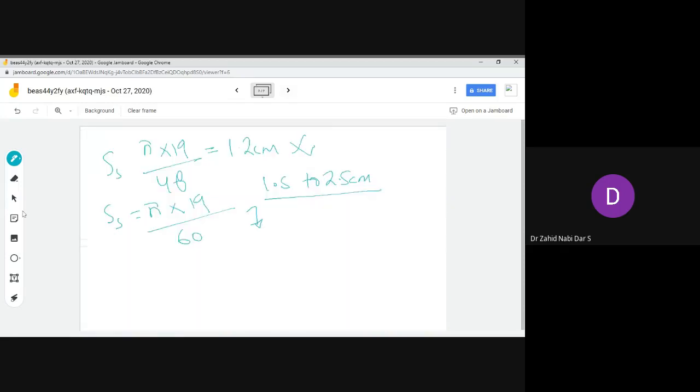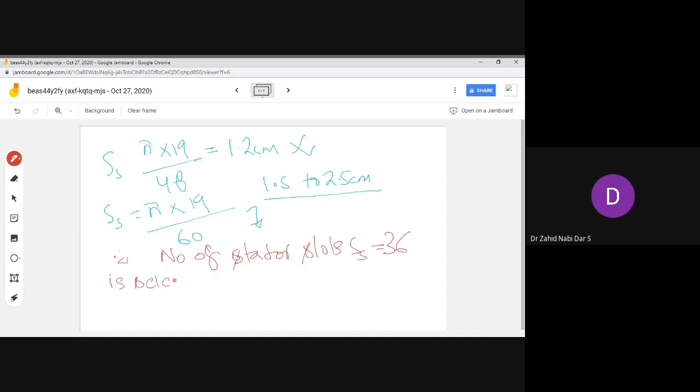So we can write: number of stator slots SS is equal to 36 is selected.